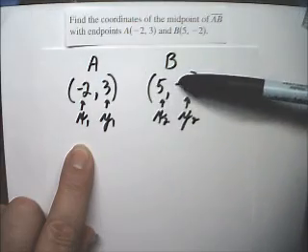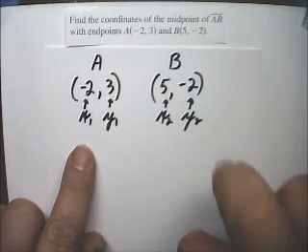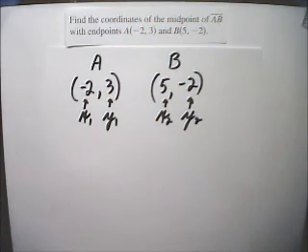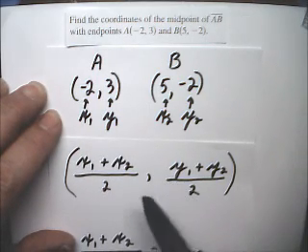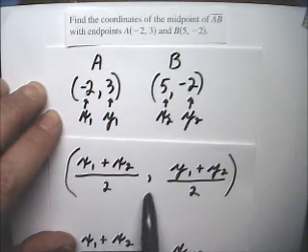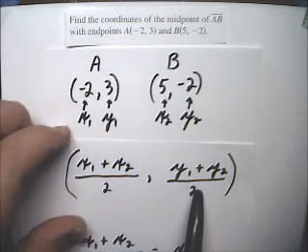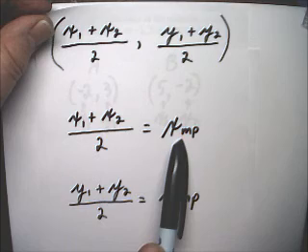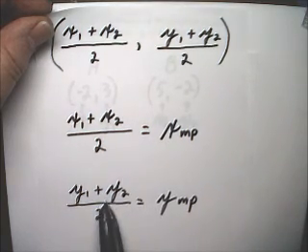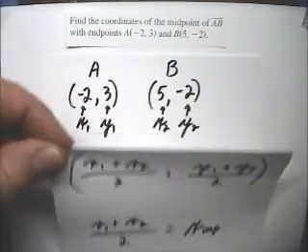If I let this be point 1, this be point 2, that makes this x1, y1, x2, y2. Same way as when we were doing the distance formula. But instead of the distance formula, we're going to use the midpoint formula. The midpoint formula figures out this point, and this is the x part of the midpoint, and this is the y part of the midpoint. We'll be using this in the next example.